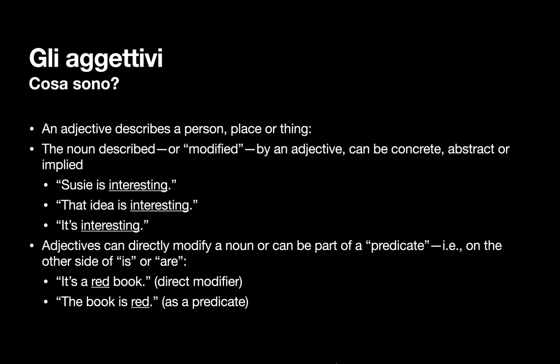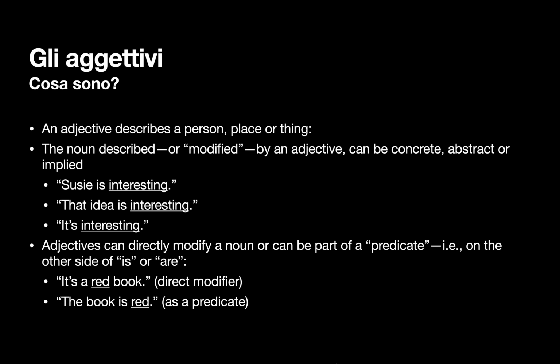So what are adjectives? An adjective describes a person, place, or thing. A noun, in other words. The noun that's described by an adjective, or as people say, modified by an adjective, can be a concrete, abstract, or implied thing. So in these examples, Susie is interesting. A person, pretty concrete. On the other hand, you can also say that idea is interesting. And an idea is abstract. On the other hand, you could also say just, it's interesting. And the noun that interesting then modifies is implied.